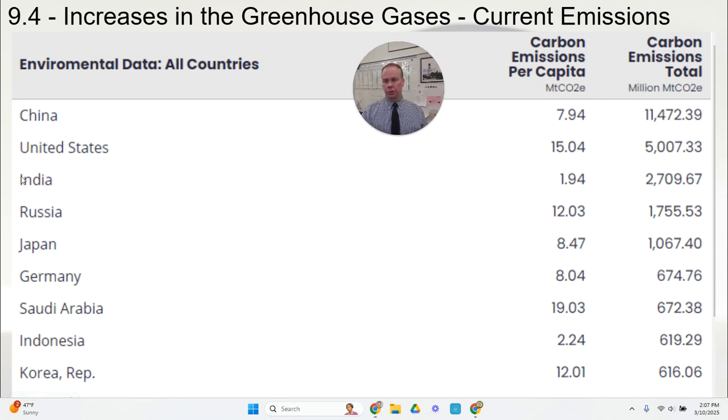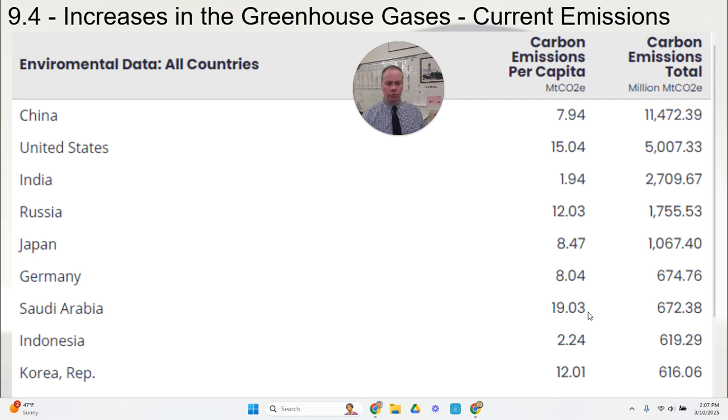When we look at the sources of these greenhouse gases, we can look at the various countries that are emitting these. If we look at the total emissions, that's how this list is ranked: China first, then the United States, India, Russia, Japan, and so forth. But totals can be misleading because we have different population sizes clearly in these countries. When you look at per capita, per person carbon emissions, then things change.